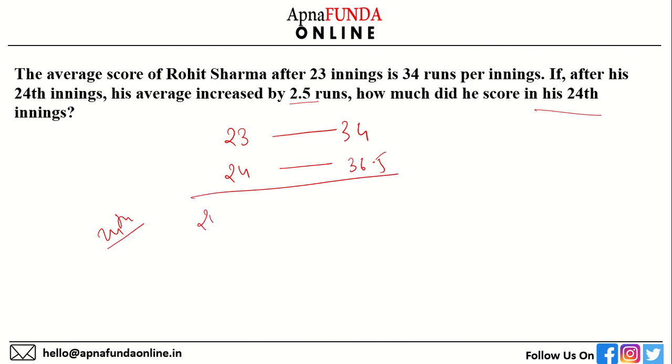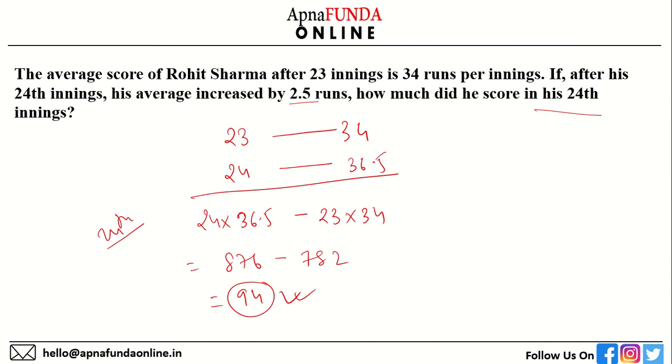Very simple. 24 into 36.5 minus 23 into 34. Let's solve this. This will give me 876 minus 782. So he scored 94 runs in his 24th innings. I hope you have solved along with me, and this is the answer that you will also get.